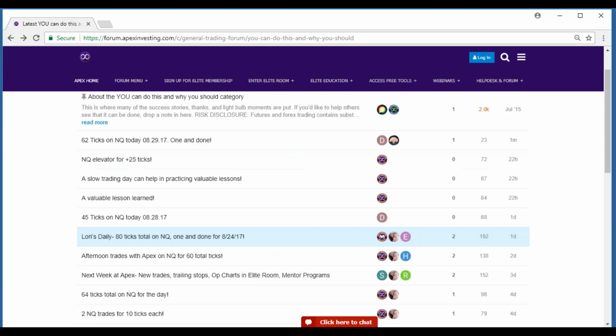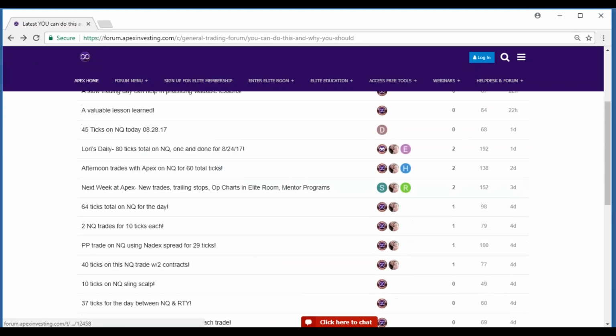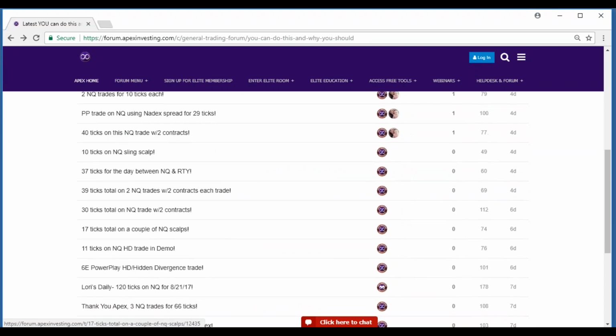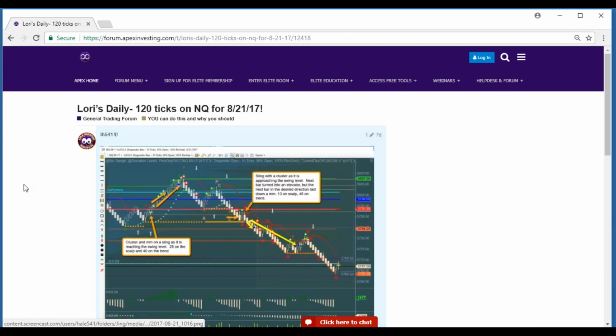Okay, I see all these entries. I understand the entries. Some of these screenshots are starting to make sense to me: okay, I understand why she got in right here, but you're telling me she got out right here, just right before the market went down. Or I understand why she got in right here after this little chop and this sling with the cluster, but she got out right here, right before the market went up, and she gave back all her profit. Yeah, right, sure she did.